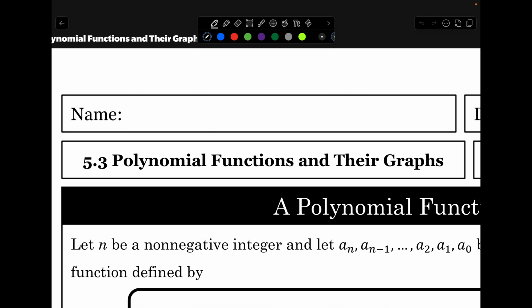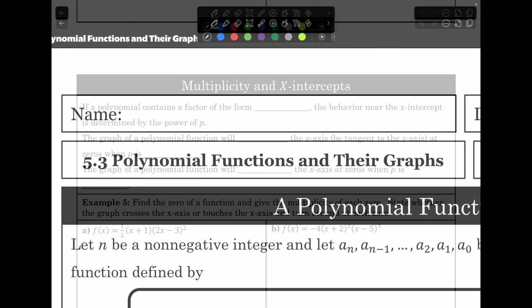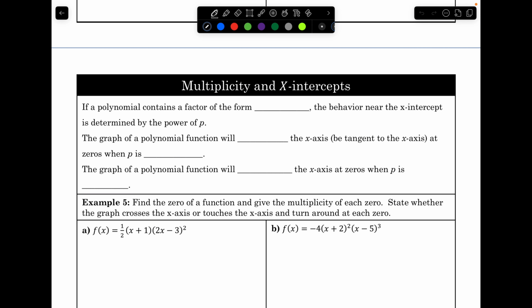In this last section, we're going to go over the effects of the multiplicity of the zeros, which was talked about in the previous example, and also the end behaviors of graphs. So we're going to talk about the behaviors of polynomial functions, how the end behaviors of these polynomial functions look, and how the multiplicity is going to affect the x-intercept in terms of what that looks like on a graph. So we're going to start with multiplicity and their x-intercepts.